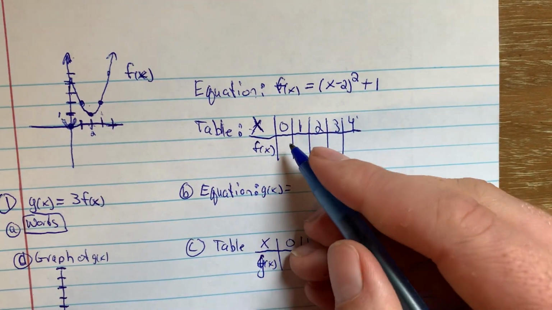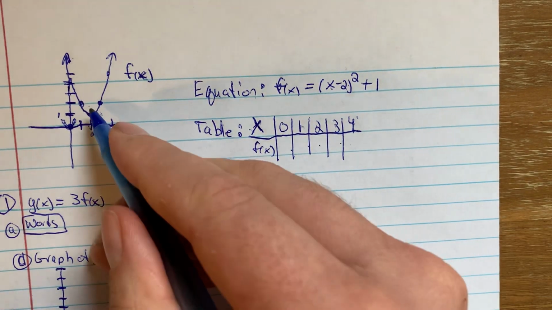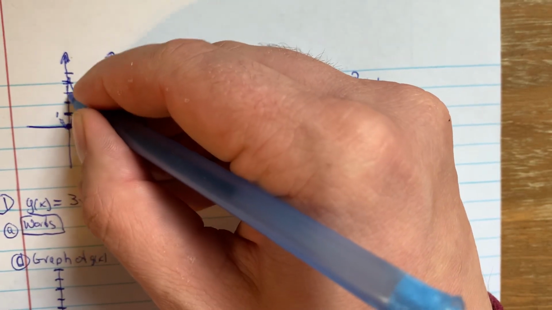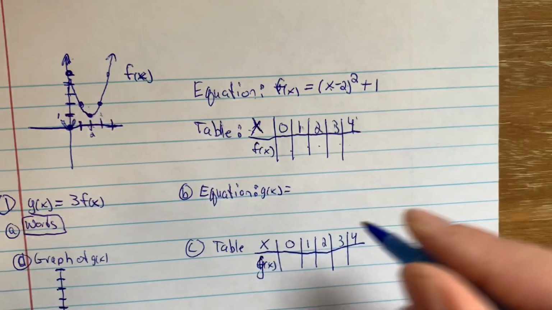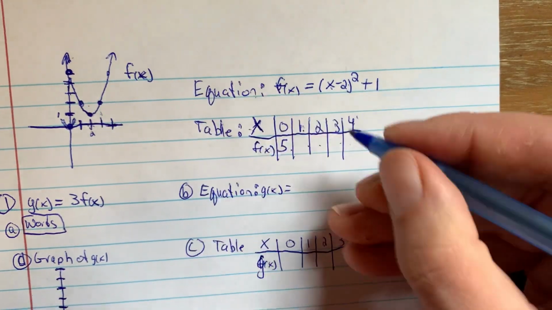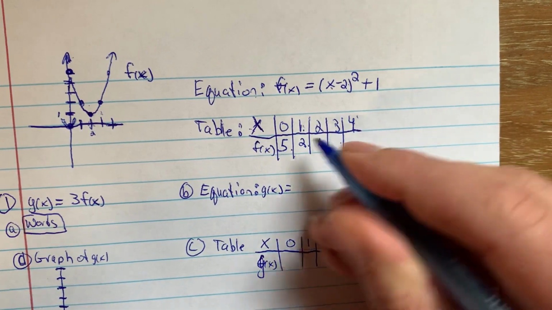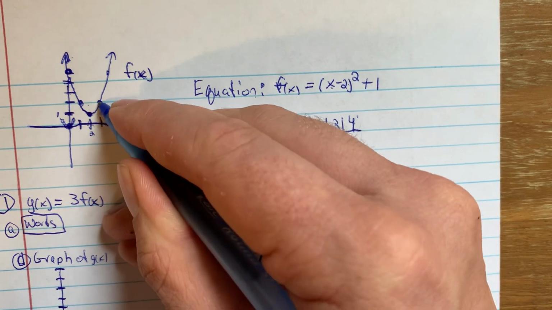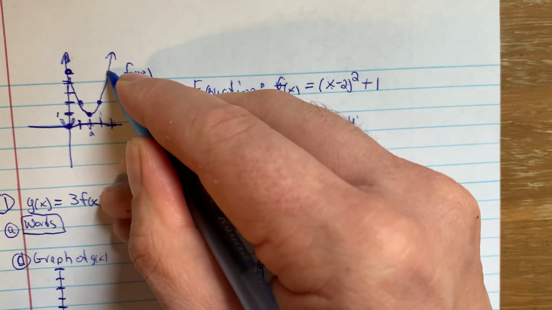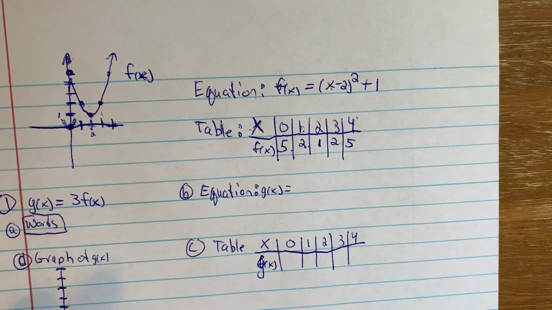What about the table? I could put in these points for x and evaluate them. The easier way is just to get it off of the graph. Looks like 1, 2, 3, 4, 5. When x is 0, y is 5. When x is 1, y is 2. When x is 2, y is 1. When x is 3, y is 2. And when x is 4, y is 5. So I can just take it directly off of the graph and get that table.